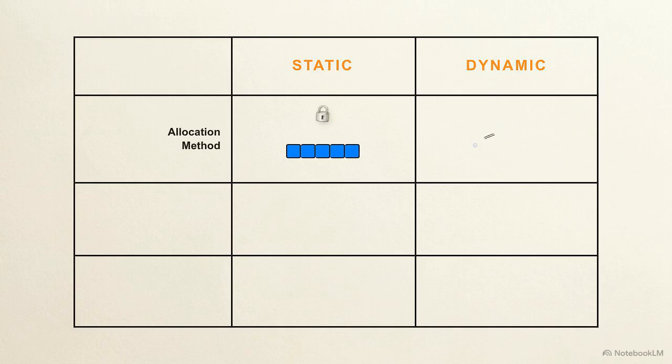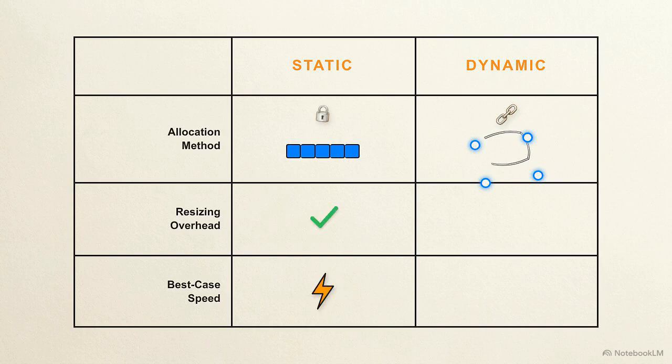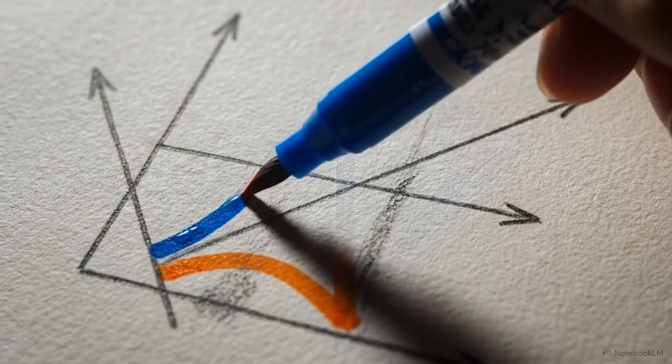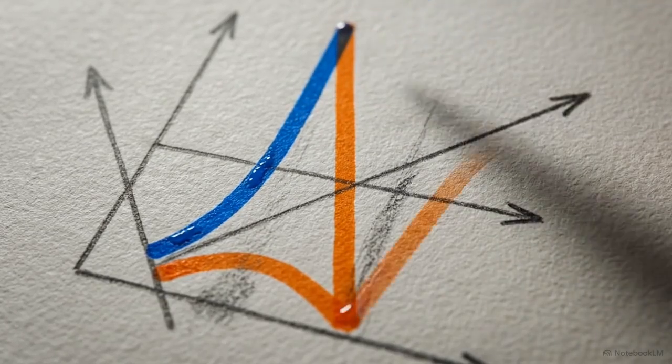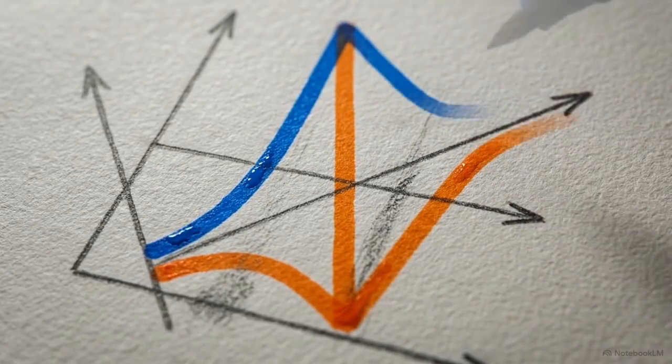For the allocation method, static locks contiguous blocks up front, while dynamic scatters nodes on the fly. When we factor in overhead and speed, the trade-off becomes explicit. Static offers zero resizing capability, but maximum speed. Dynamic offers infinite resizing, but costs you processing lag. The data proves that neither approach is inherently better. Their value is entirely inverse to one another, dictated by your specific project constraints.